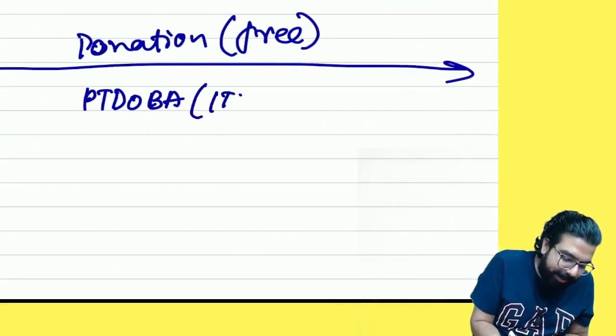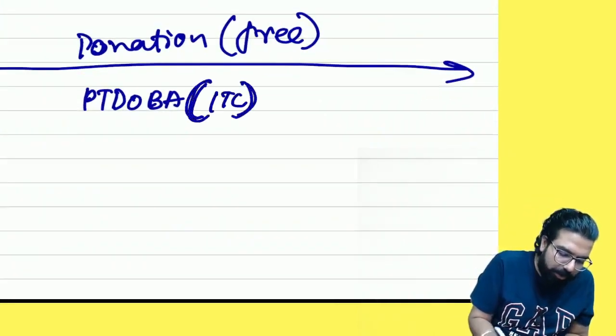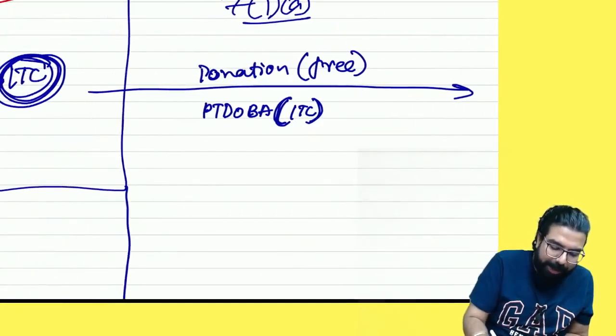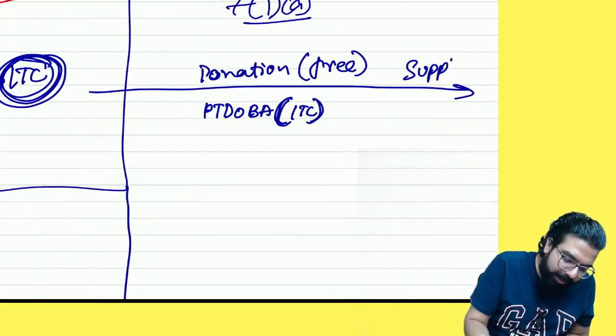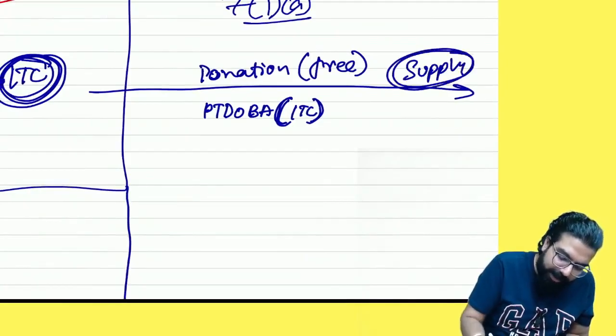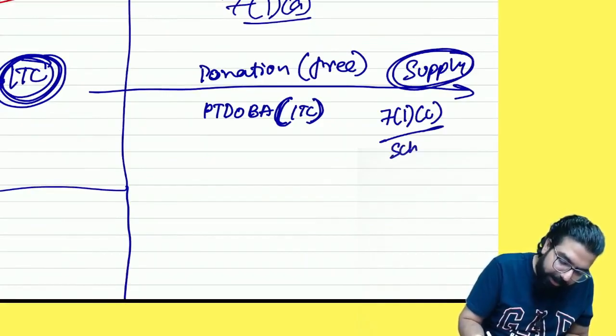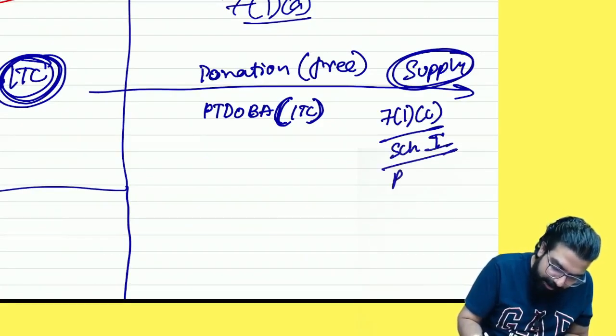Did I take the ITC? Tell me, no, yes. Will it be a supply? Louder. Section number, schedule, paragraph number. Please tell me, are we clear?